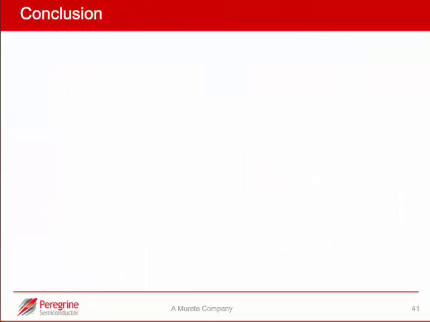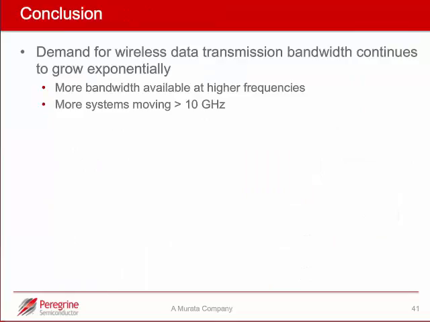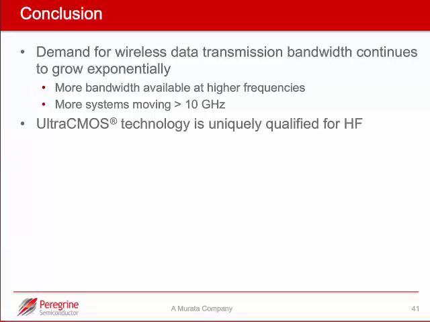All right, so coming to conclusions, certainly I think everyone knows that the demand for wireless data transmission continues to grow, and that's really pushing to look for more bandwidth, and there's quite a bit of bandwidth. I don't want to say it's available, but it's more readily found at higher frequencies, and more systems are moving in that direction. And UltraCMOS technology is uniquely qualified for high frequency, and focused on three specific things.